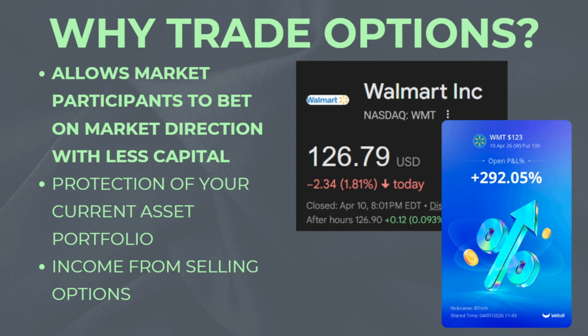Okay. So next thing, why would we trade options? There's a couple different reasons. The first one is it allows market participants to bet on market direction with less capital. Essentially, this is betting that the market will go one way or another. There's also another reason: protection of your current asset portfolio. You could potentially buy or sell options to make sure that if the price of your equities goes down, you could protect yourself from that. Or on the flip side, if you wanted to bet that it would go up, you could sell assets in that case as well. And then also there can be straight up income from selling options as well.